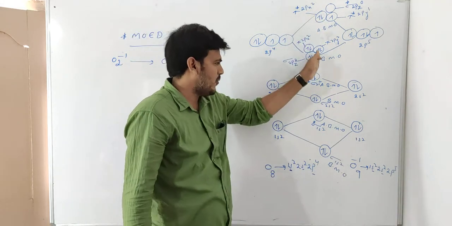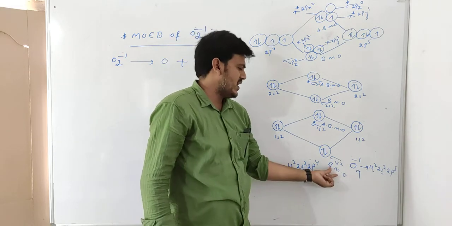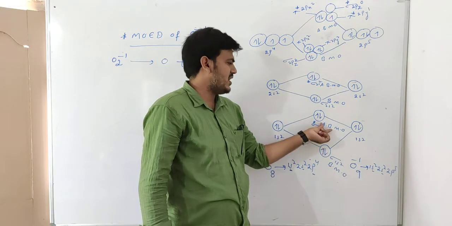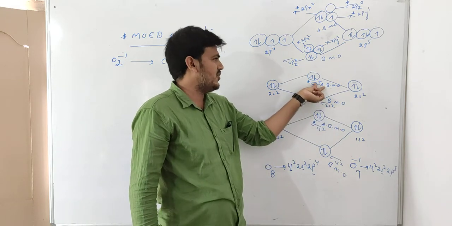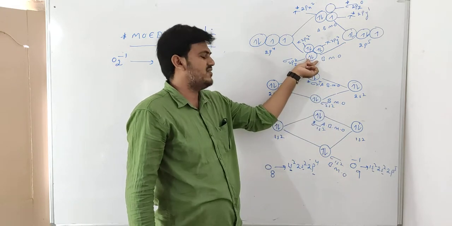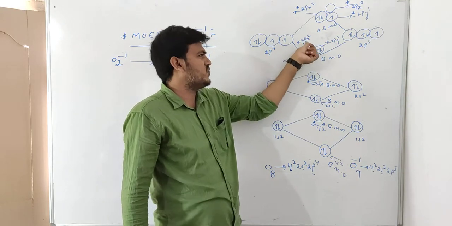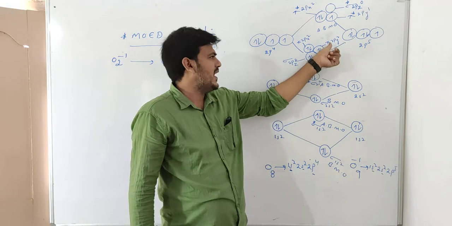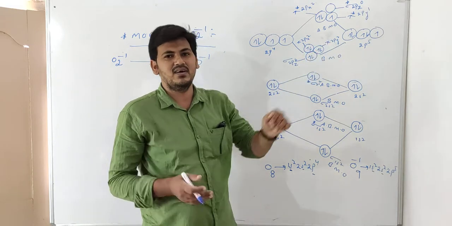So these are the molecular orbitals. First are sigma 1s2, sigma star 1s2, sigma 2s2, sigma star 2s2. Next, the individual orbital pz: sigma 2pz square, pi 2px square, and pi 2py square. And these two are degenerate orbitals, that is, equal energy level orbitals.